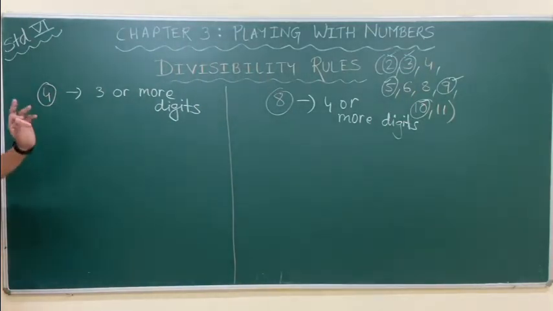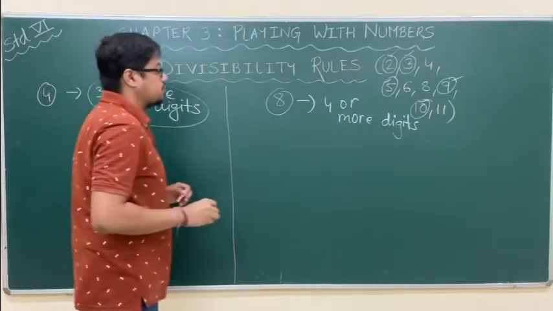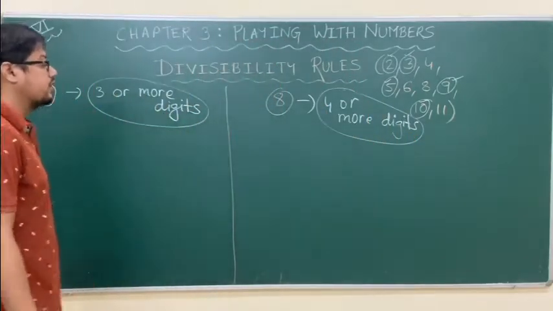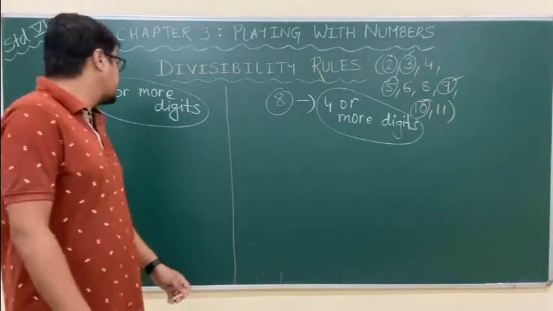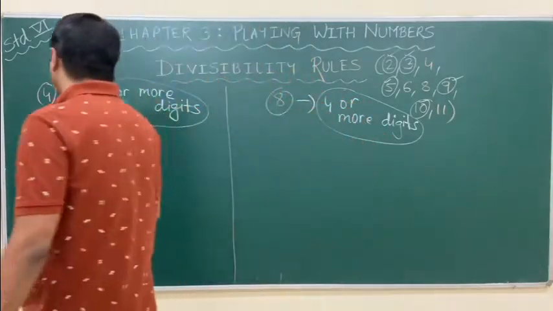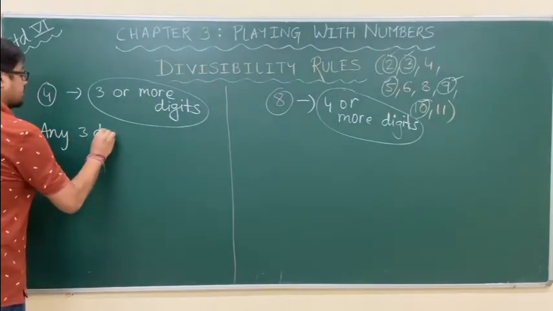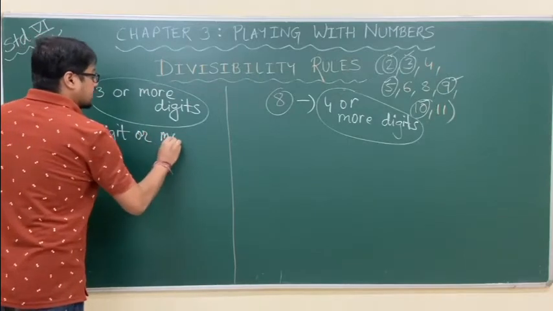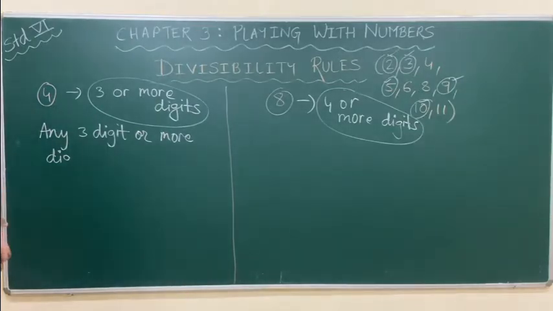The rules are very simple. We only have to consider that the divisibility test for 4 is possible for 3 or more digit numbers, and the divisibility test for 8 is possible for 4 or more digit numbers. Now, what are the rules? Any 3 or more digit number is divisible by 4 when, we will change the statement.